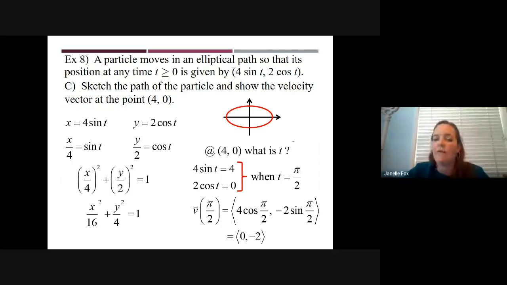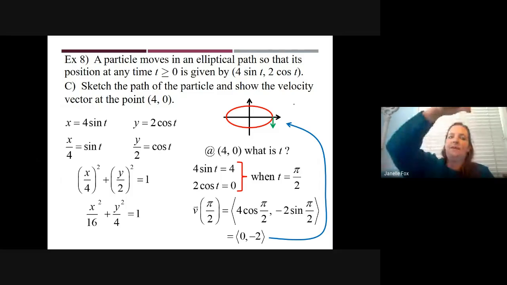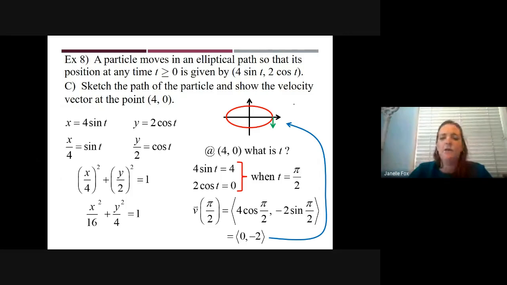If I were to draw that vector at the point that we had identified earlier, this point right here, what would that look like? It would look like this. If you put this in your graphing calculator and you sketch it, you will see that the drawing is going that way, which makes sense that that's the velocity vector.